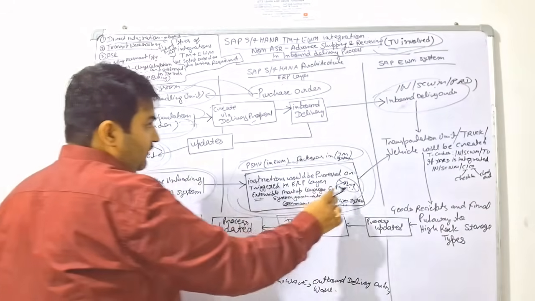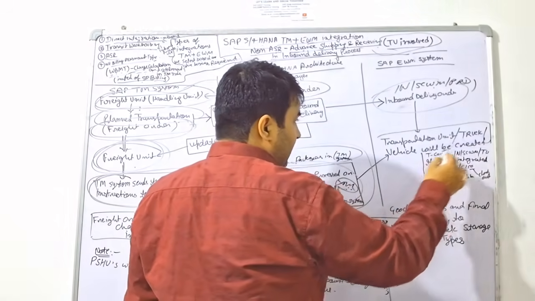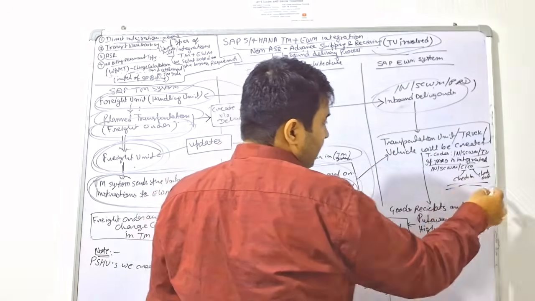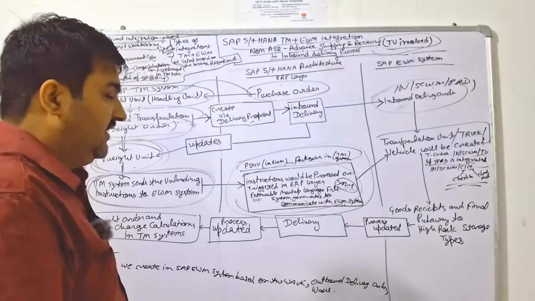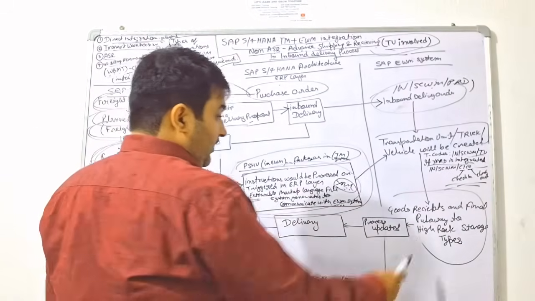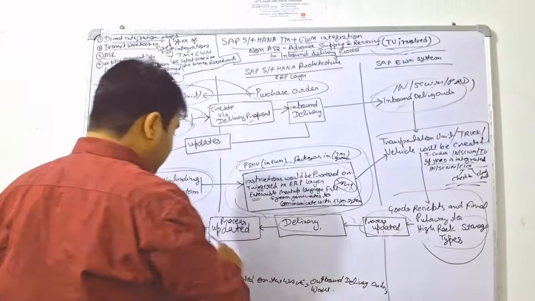When the XML file is generated, the transportation unit, truck or vehicle, will be created. The T code here we can create. If we have the yard, we link the yard with the check-in/check-out. Then we have the goods receipt and final putaway, or high rack storage type. Then the process is updated, the delivery process is updated.